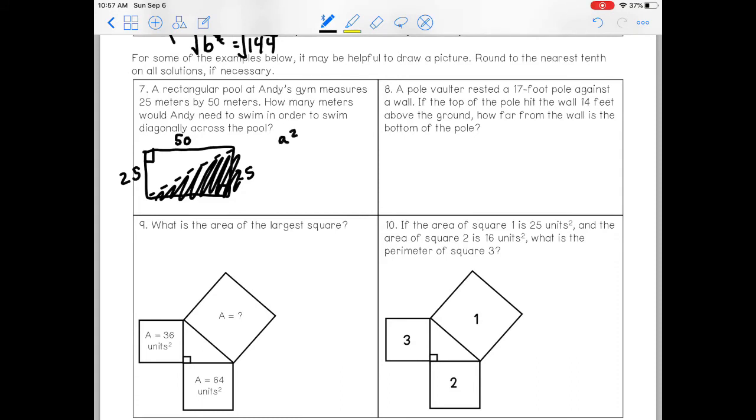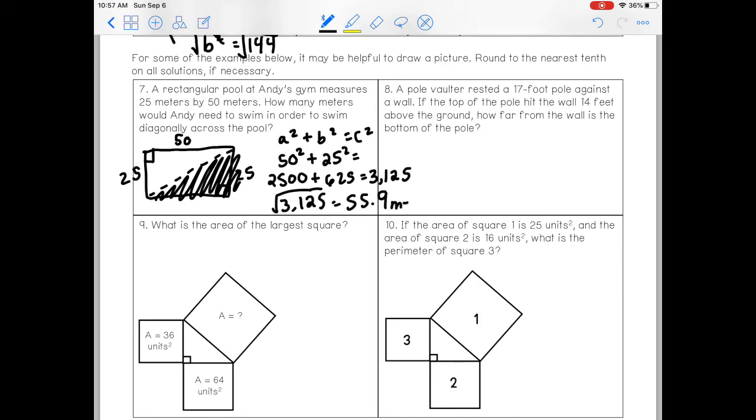So if we set up a squared plus b squared equals c squared, well, 50 can be our a squared, and then 25 can be our b squared. Well, 50 times 50 would be 2,500 plus 25 times 25, we already said was 625. We add these two values together, we get a total value of 3,125. We get a value of about 55.9 meters.